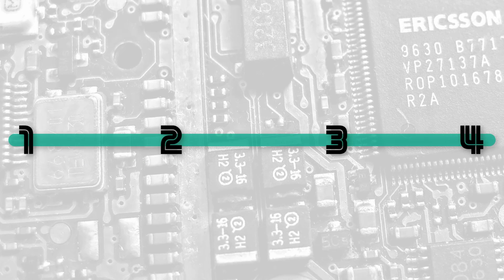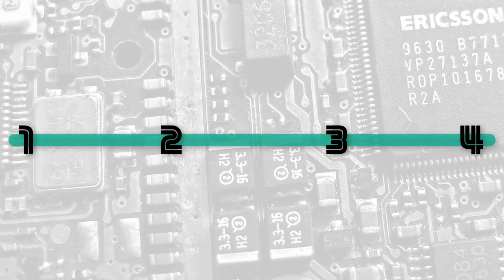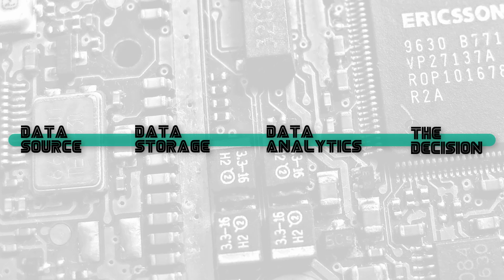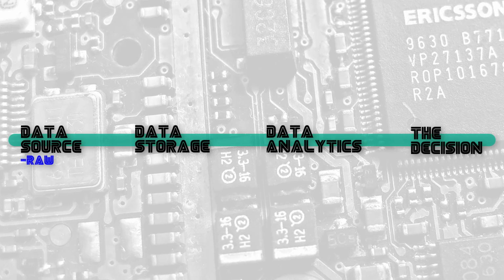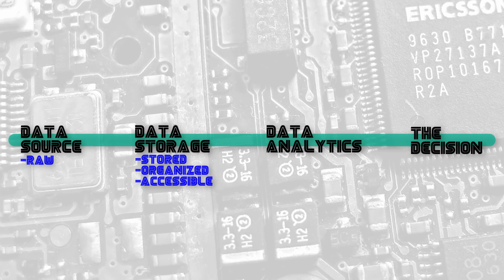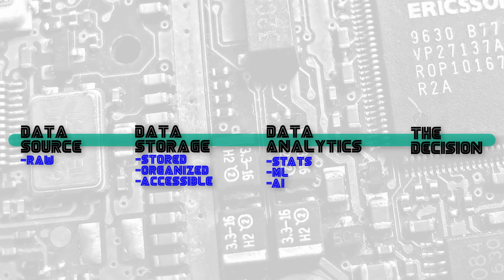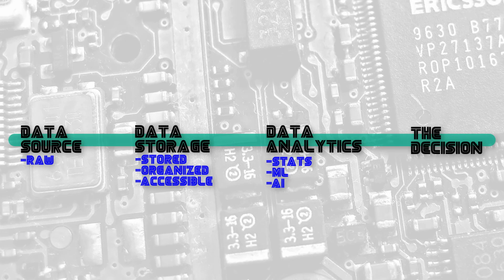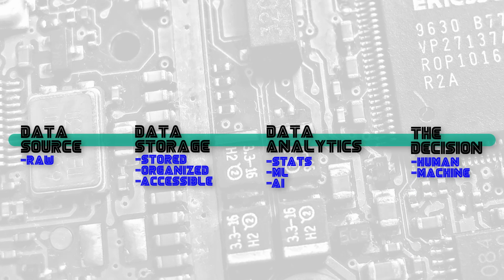This framework is general and is typical of most data science projects. We have data source, data storage, data analytics, and the decision. The data source is where the raw data is generated. Data storage is where we store the data and make it accessible for queries. Data analytics is where statistics, machine learning, and artificial intelligence operations are performed. The decision section is determined by the goal and is performed either by humans or machines.